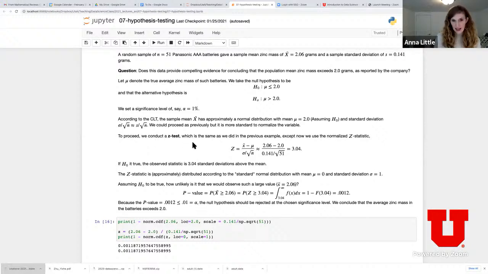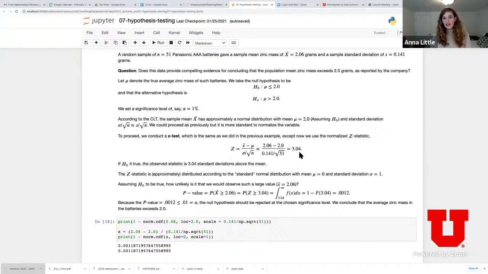So we conduct a z-test, just like we did in the previous example, except now we're going to take our sample mean, which was 2.06. We're going to subtract the mean and divide by the standard deviation to get our test statistic. So this is sort of like what you observe in your data minus what you expect according to the null hypothesis divided by the standard deviation. And this comes out to be 3.04.